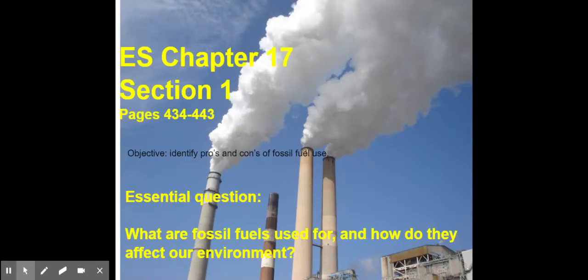Chapter 17, Section 1. Objective: identify pros and cons of fossil fuel use. Essential question: what are fossil fuels used for, and how do they affect our environment? So think for a minute about what fossil fuels we use, and how those affect our environment.